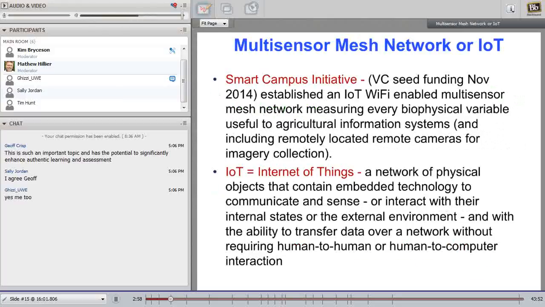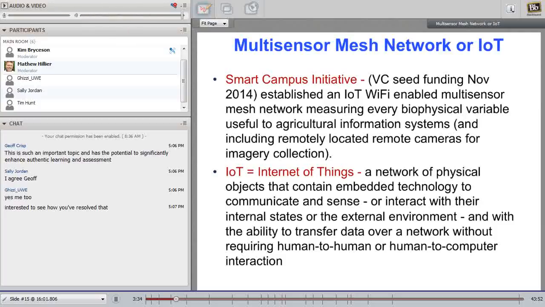So the multi-sensor mesh network, or the Internet of Things, is a Vice Chancellor's initiative. We got seed funding at the end of 2014 to establish this Wi-Fi-enabled multi-sensor mesh network, which will and does currently measure every biophysical variable useful to ag information systems. It also includes remotely located cameras for imagery collection and motion detectors. So we can actually look at some animal-related stuff as well.